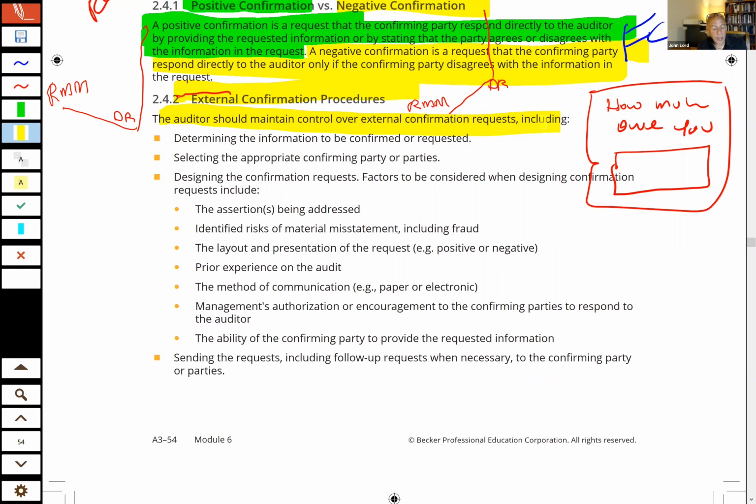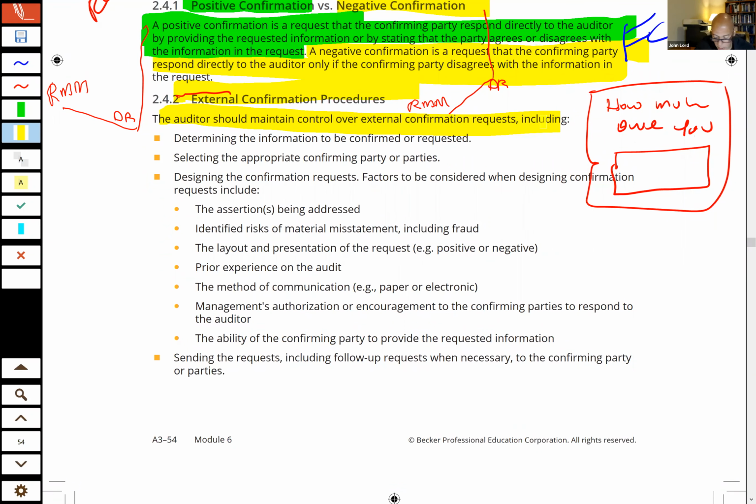So it has to do what? It has to come back directly to the auditor, even though it may be on the client's letterhead, and the client's customer may think that they're responding to the client, they're responding directly to the auditor.